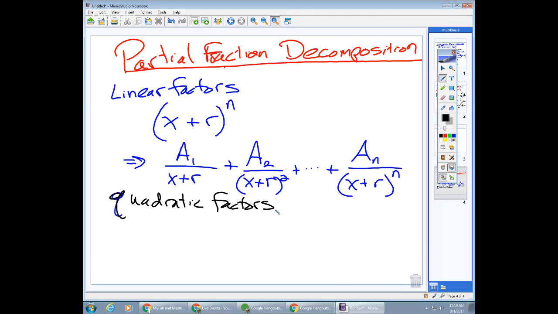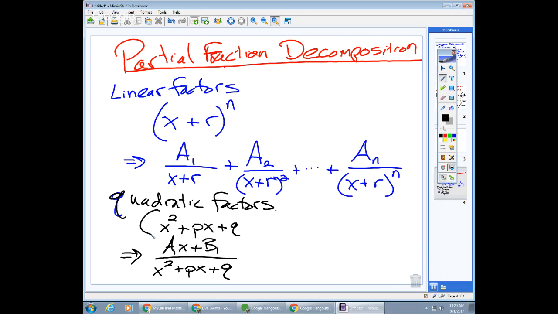Then you get something similar. So there we would have something like x squared plus px plus q. If there was a leading coefficient, we could divide that out. We don't have to worry about it too much. And then the decomposition of fractions is going to give you something like a1x plus b1 over x squared plus px plus q. If there's only a single one, you can rewrite it like that, which isn't all that helpful.